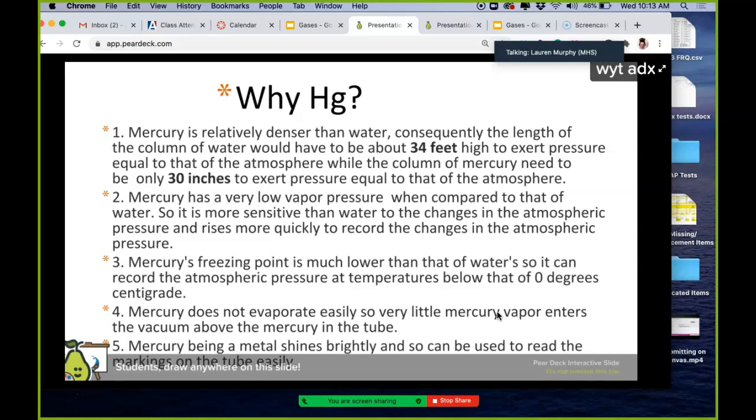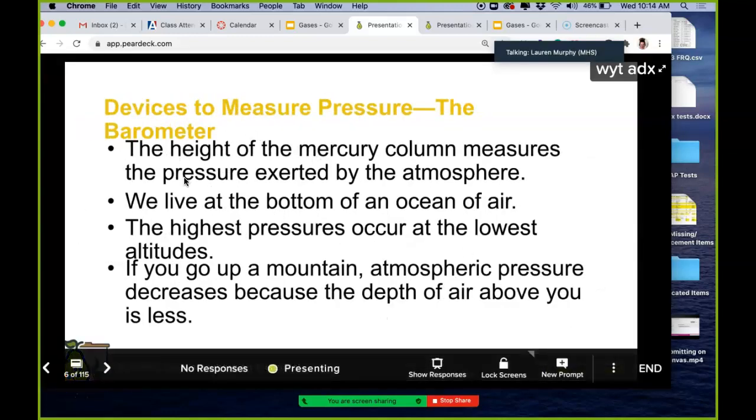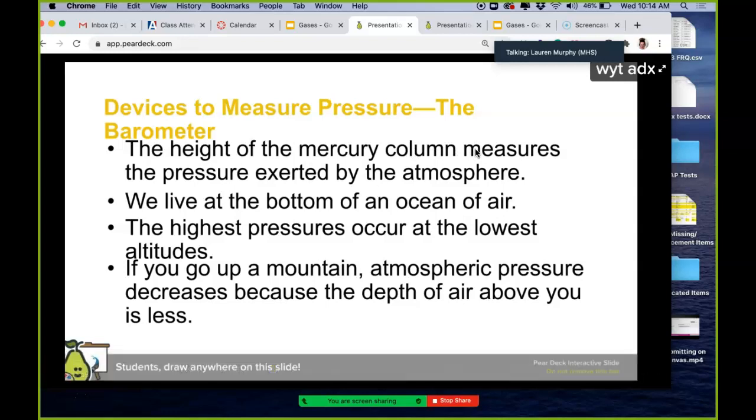So it was just a better substance to use than water, for example. Okay, so how tall the mercury column was, or how high it rose, was considered to be atmospheric pressure from the atmosphere pushing down on the mercury and causing it to rise through the tube. So you have to think of us as sitting on the ground, at the bottom of an ocean of air. We have all this stuff pushing down on us.